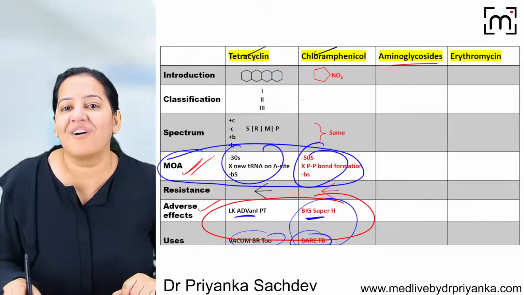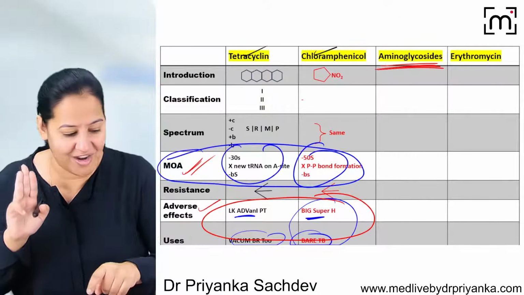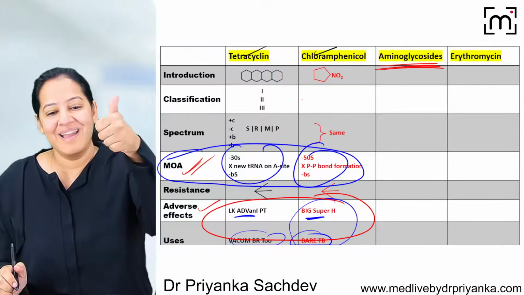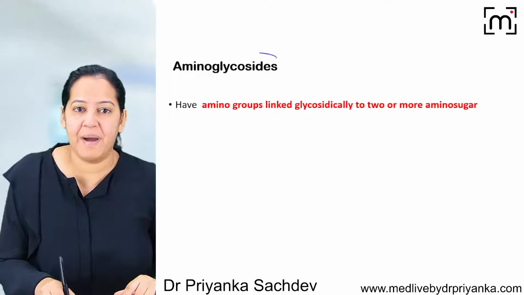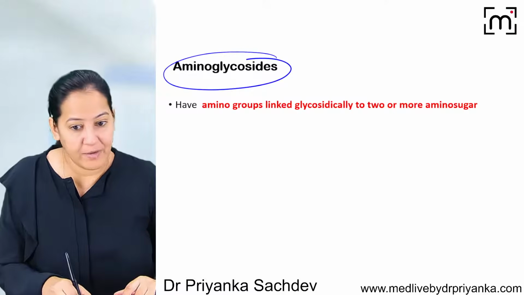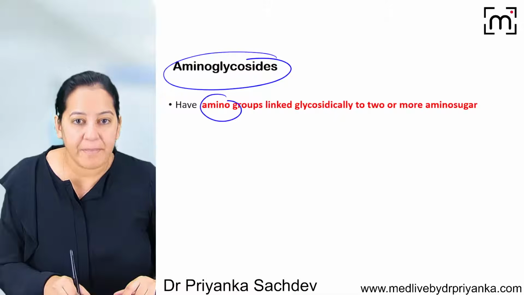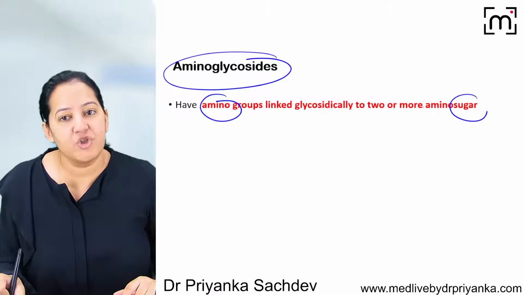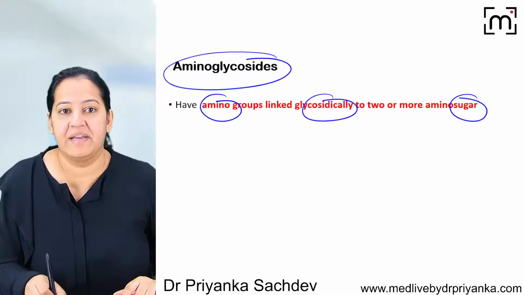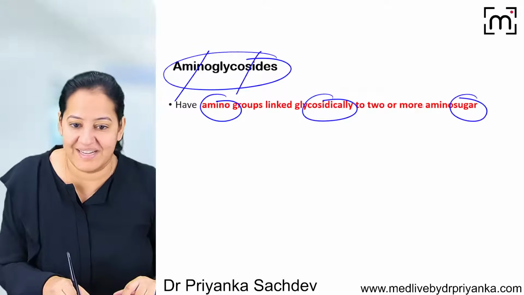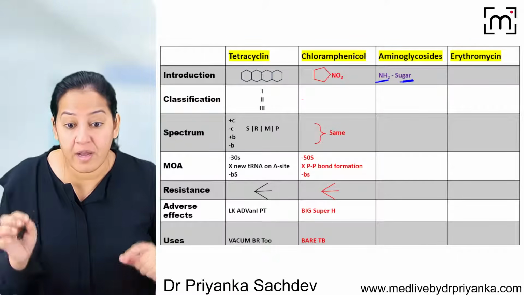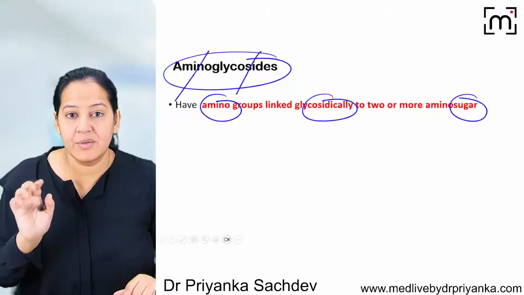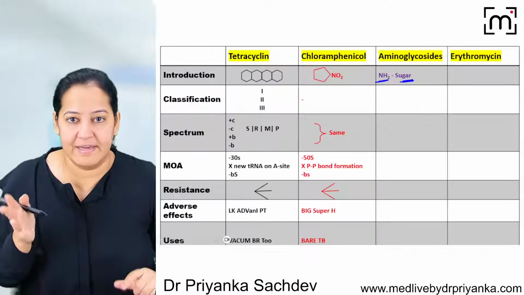Now coming to the third drug with this overview, aminoglycoside. Everyone give me a thumbs up. Can I start the third drug, aminoglycoside? Let's start the third category. Why are aminoglycosides known as aminoglycosides? Here the amino groups are linked with sugars glycosidically. That's why aminoglycosides. That is the structure.